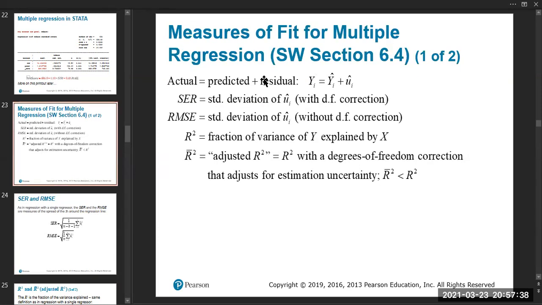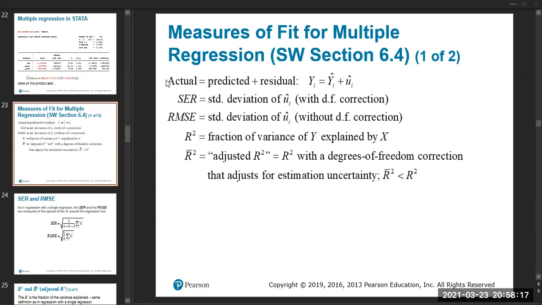Sorry, let me rephrase this again. The first line: actual equals predicted plus residual. So actual is y, predicted value is y hat, which is the point on the line. Residual is u hat. All of these are not new. SER and RMSE are not new, but not really required. R squared is not new, but adjusted R squared is new and is required.